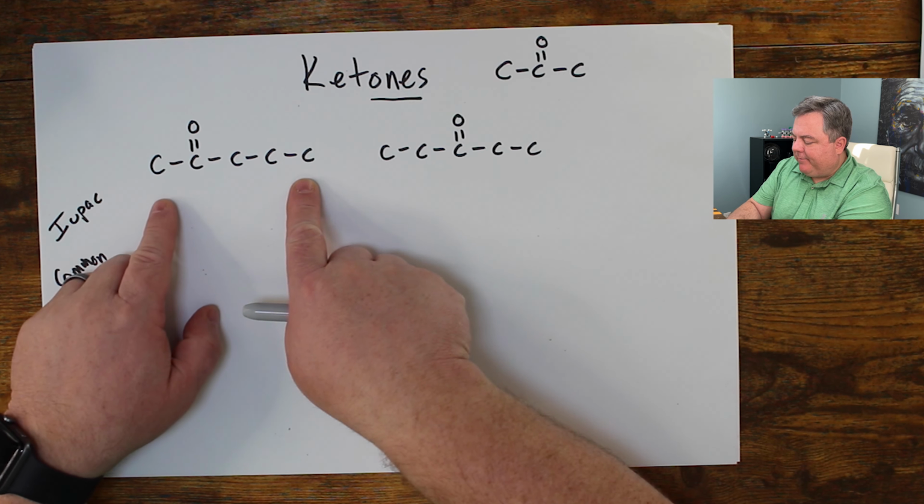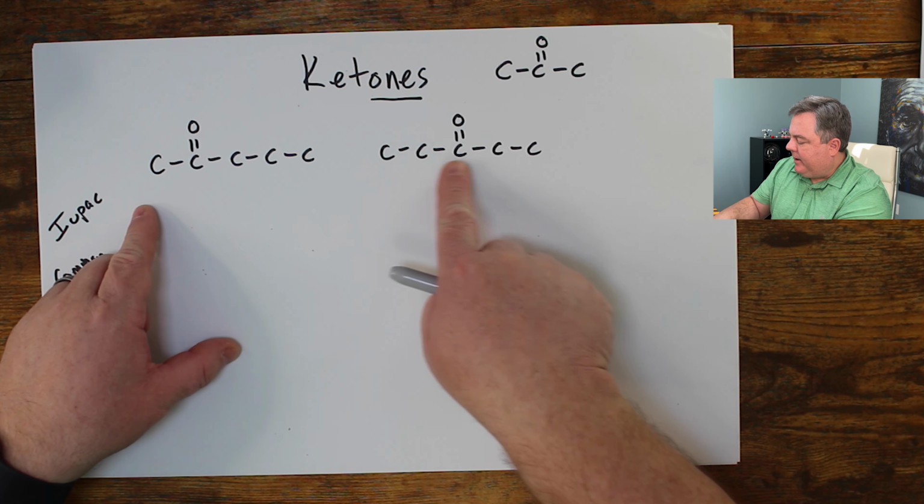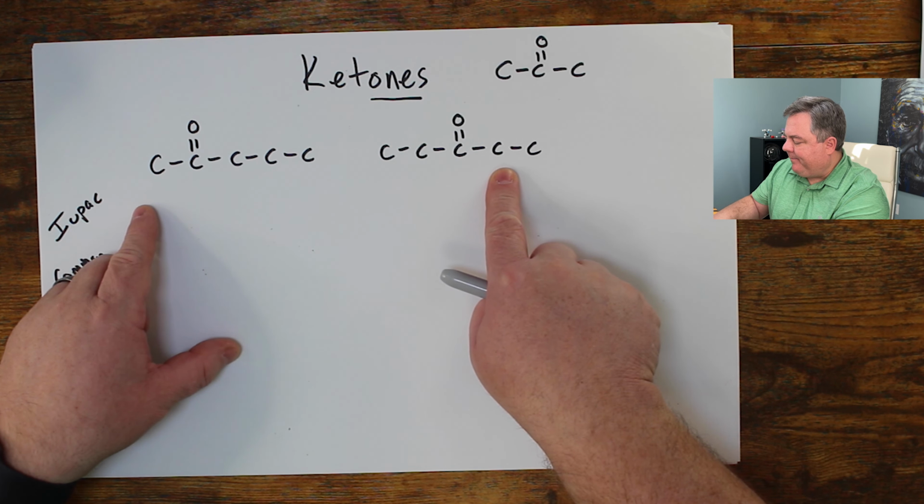So here's an example of a ketone. It has a carbon, a carbonyl, and another carbon. And here's another example of a ketone: a carbon, a carbonyl, and a carbon.